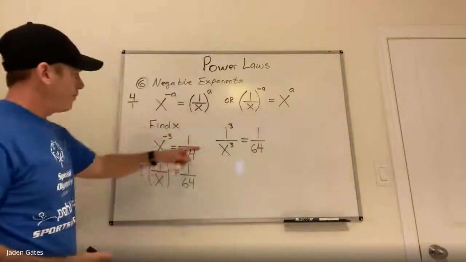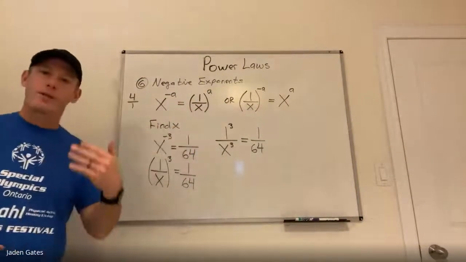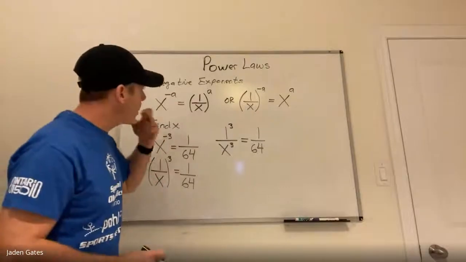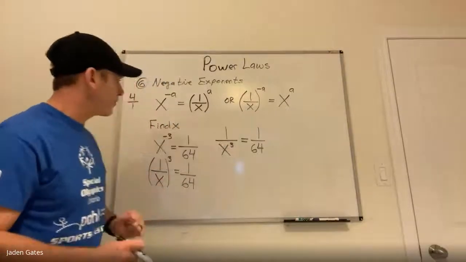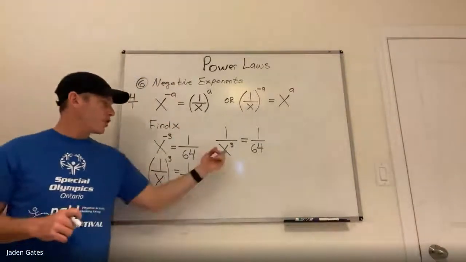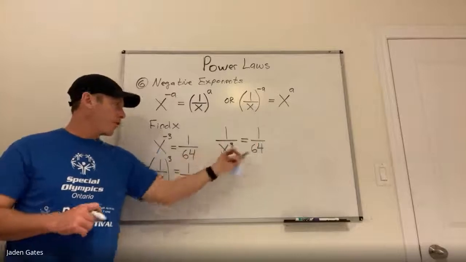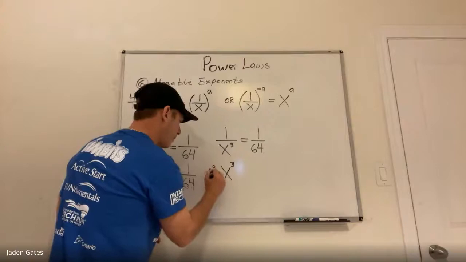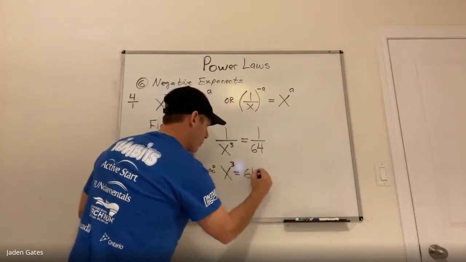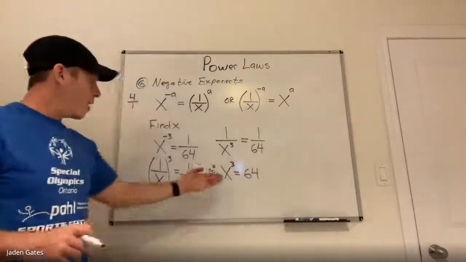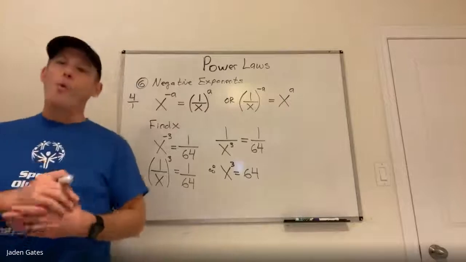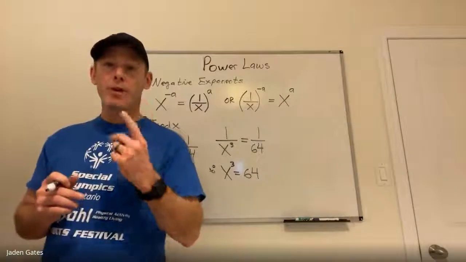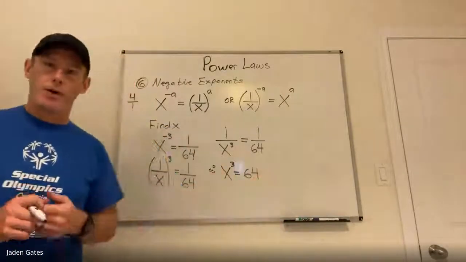All right, now 1 cubed, 1 times 1 times 1. It's just 1. So I can really just get rid of that 3. Now, we want to solve for x. Now we're matching things up in our equation. That means x cubed is equal to 64. So now I got to kind of trial and error and look at what number times itself 3 times would give me 64.